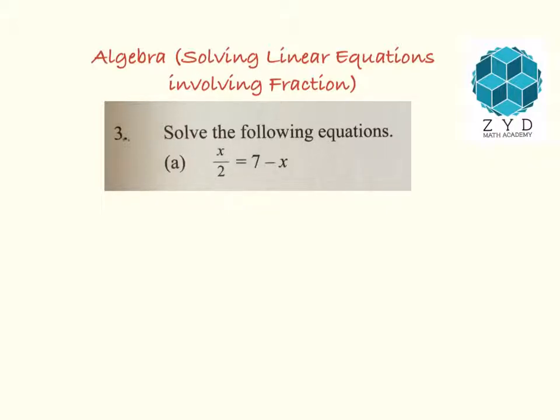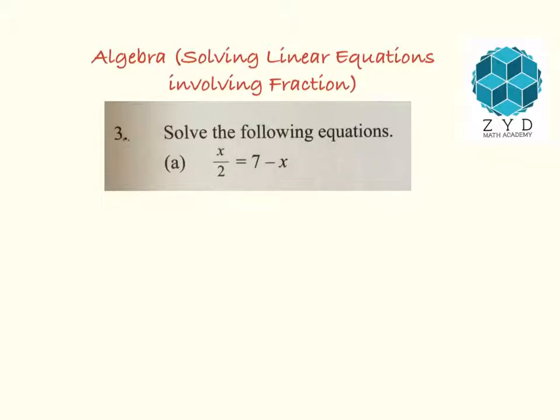Okay, as I know, a lot of students always freak out when they see fractions, so I'll try to explain and show how simple it can be done. In this example we have x over 2 on the left hand side equals 7 minus x on the right hand side.